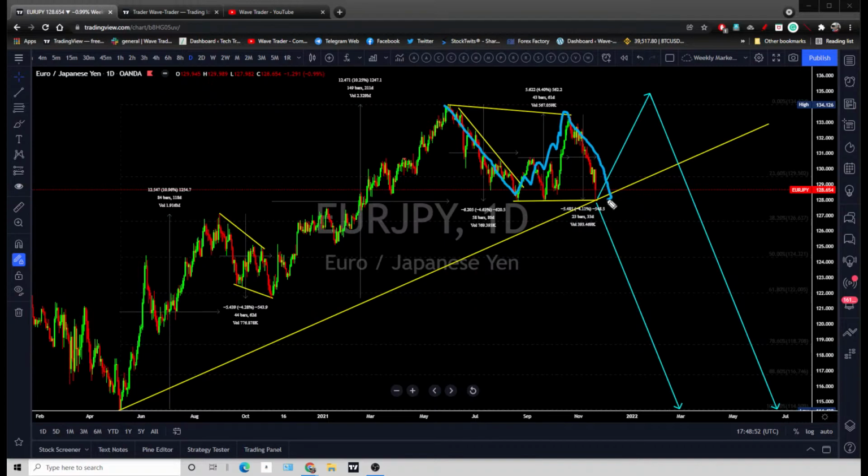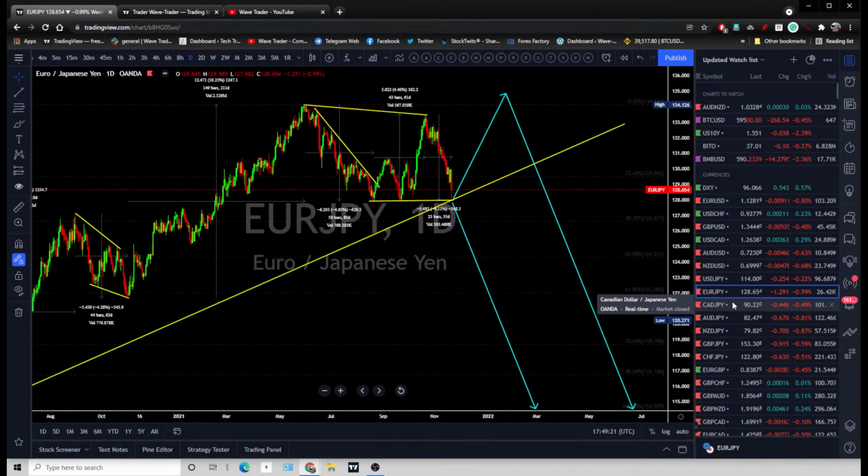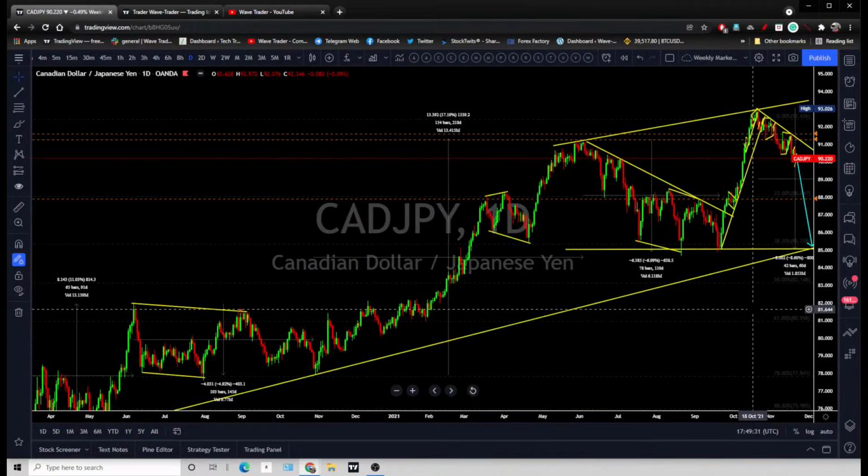I have already explained why we may see a drop on the CAD. The reason is very simple: if oil prices are going to drop, then the CAD can get weaker. And the only currency left to price in a hawkish policy is the yen. Almost all other major central banks are tightening their policy and ending QE programs.